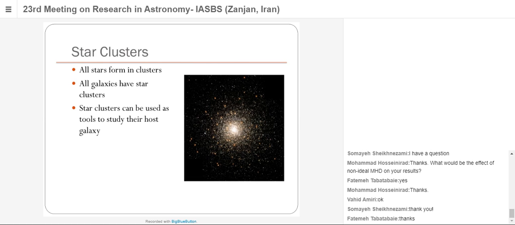Now, common statements that you'll see in papers, proposals, and presentations on star clusters, including my own, are that all stars form in clusters, all galaxies have star clusters, and star clusters can be used as tools to study their host galaxy. They're cluster people really trying to sell you that star clusters are the most important thing to study in astronomy, and nothing else matters. But really, only one of those statements do we know for sure, in that all galaxies have star clusters. The other two, I think they're open questions.